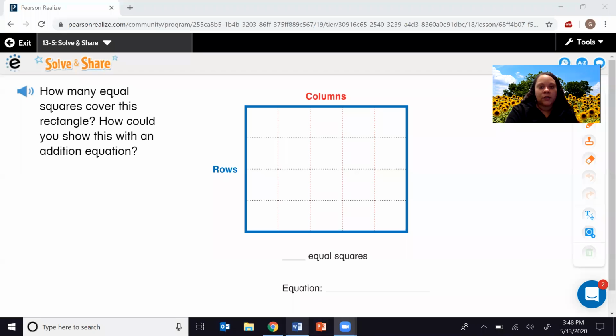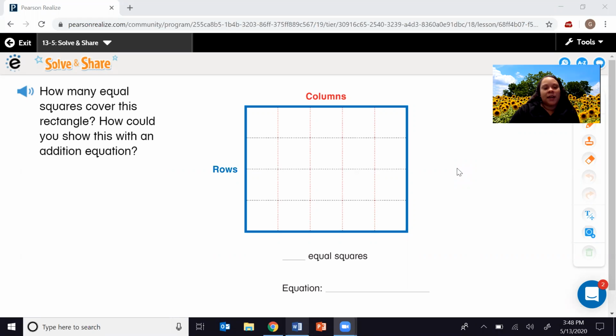Hi friends. So today we're going to continue to work with shapes. Today we're going to talk about equal shares. So let's go ahead and get started. And of course, we're going to start with our solve and share. Make sure that you've already solved this on your own before watching the solution.